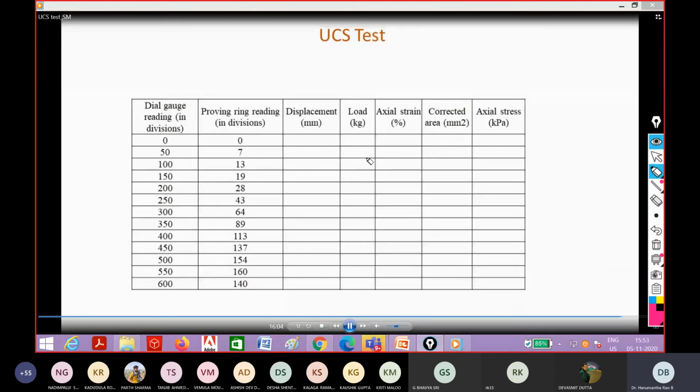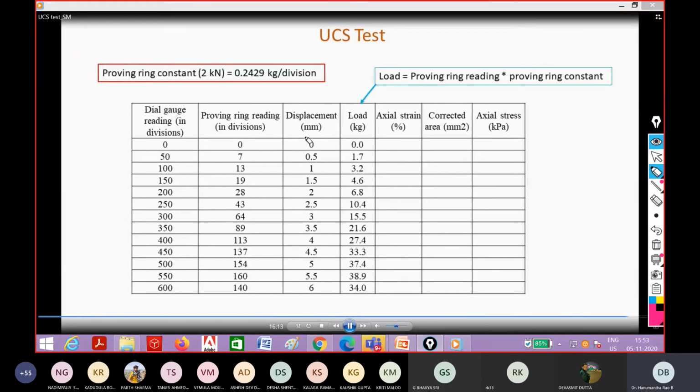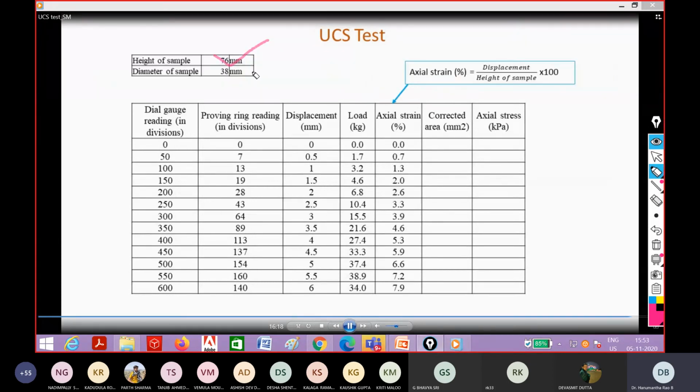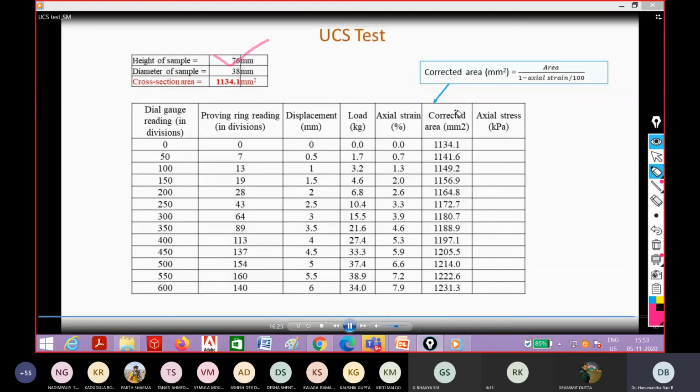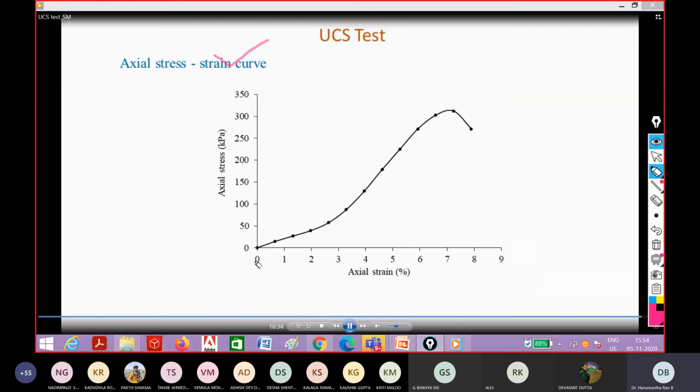Now I know the stress strain diagram, dial gauge reading, then proving ring reading. This is a displacement, and from the proving ring reading, the load is calculated based on the proving ring constant. This chart is provided by the company. Then calculate the strain, then calculate the corrected area, then calculate the axial stress. That's it. You will get a beautiful stress strain graph.